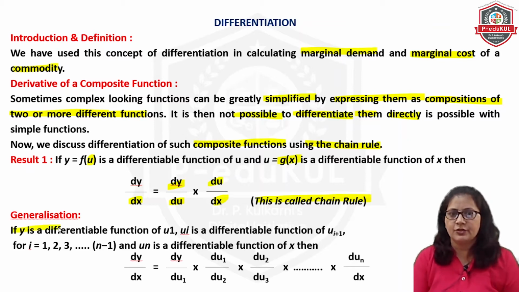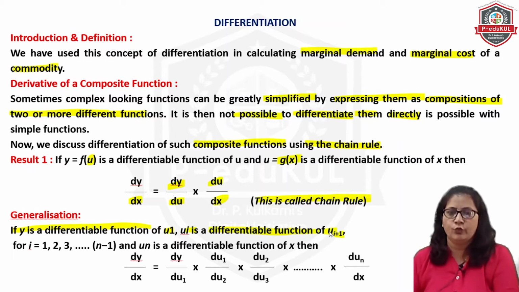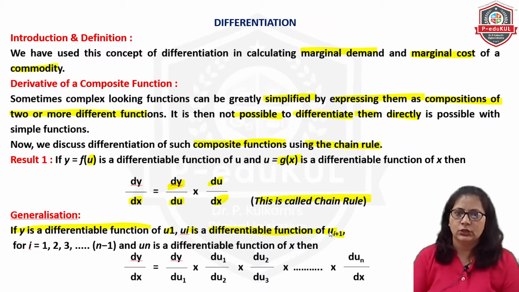If y is a differentiable function of u1, and u1 is a differentiable function of u2, and so on, meaning there is a combination of 2, 3, 4, 5 differentiable functions, then dy by dx is equal to dy by du1 into du1 by du2, du2 by du3, like this you will get the function. And then these terms will get cancelled this way, and finally you will get dy by dx.